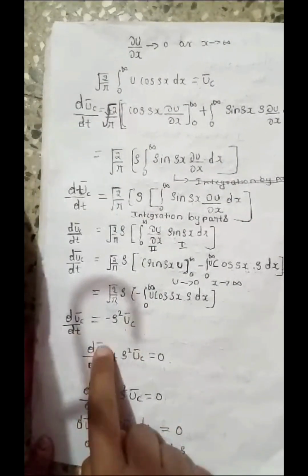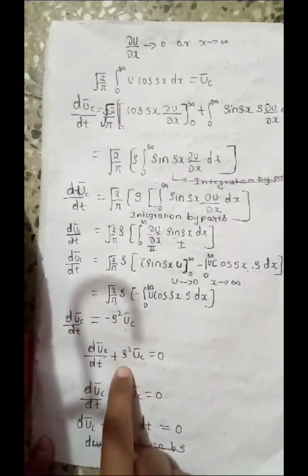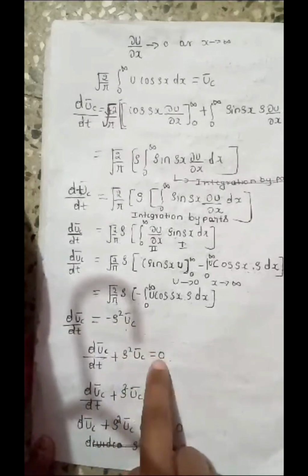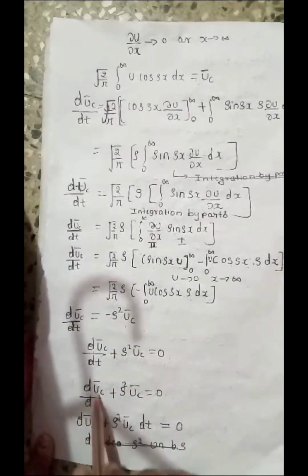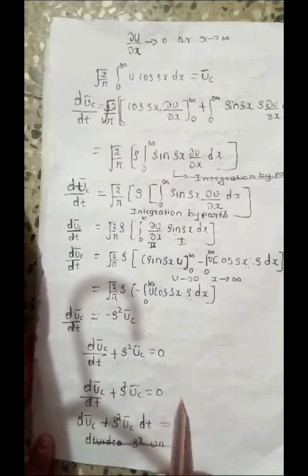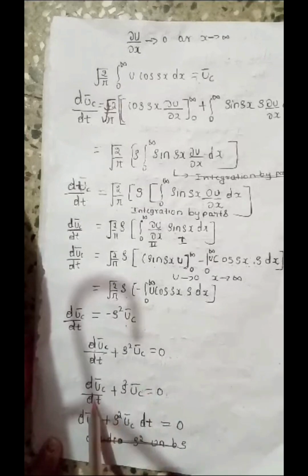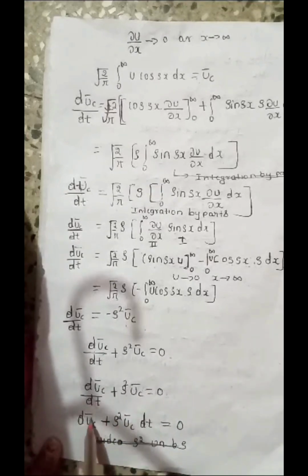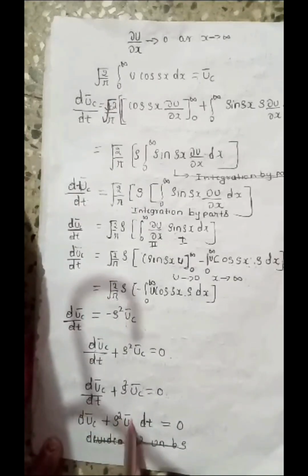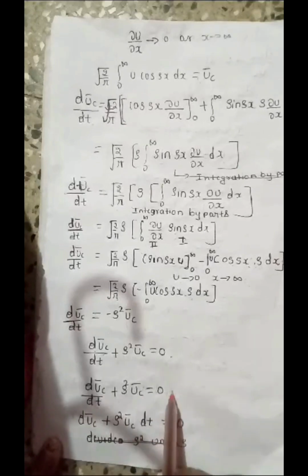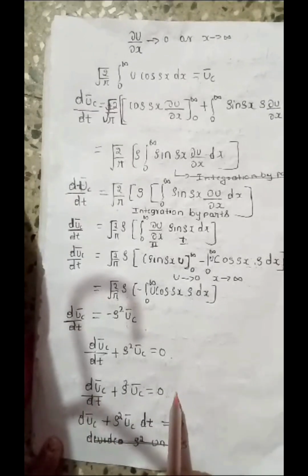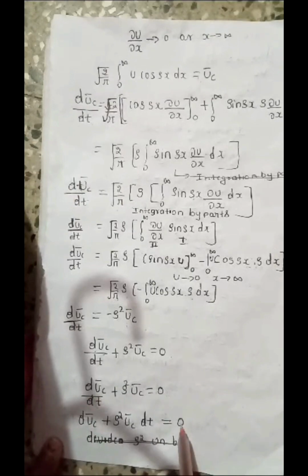Then we have to send this to the other side. So du bar c divided by dt plus, after sending to this side, becomes plus s square u bar c equal to 0. So du bar c divided by dt plus s square u bar c is equal to 0. Then we have to multiply by dt on this side. After multiplying by dt we will get du bar c plus s square u bar c into dt, and when the 0 is multiplied with dt we will get 0 here.